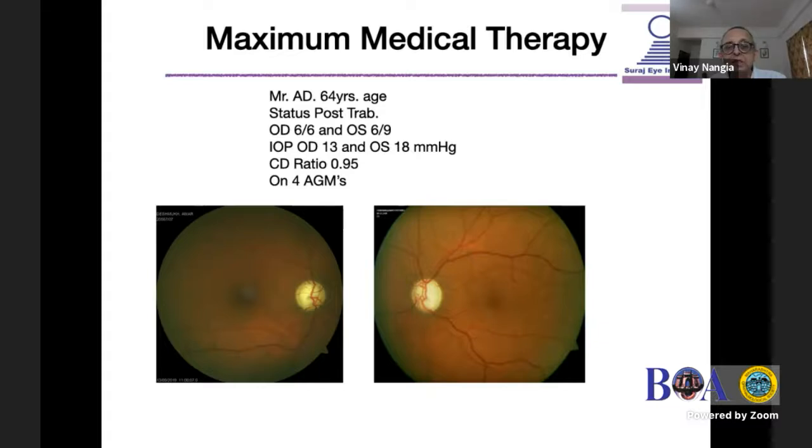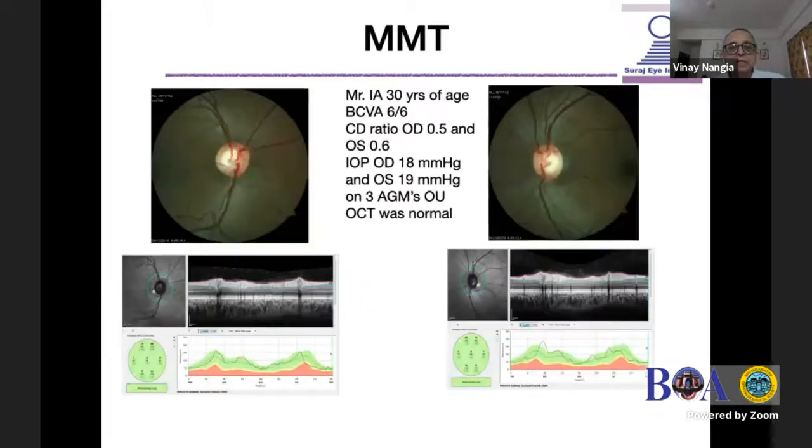So this is a patient on maximal medical therapy, and he is status post-trab. Intraocular pressure is 13 in the right eye and 18 in the left eye. And this patient is on 4 anti-glaucoma medications. This is another example where we have a CD ratio of 0.5 to 0.6. And even though the OCT was normal, the retinal nerve fiber layer was normal, the intraocular pressure was 18 and 19 millimeters of mercury.